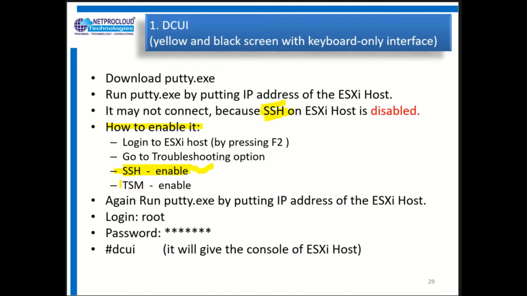One more option is the TSM. You can also enable this option. Then again run putty.exe by putting in the IP address of the ESXi host. Now you will get your login and password. First put the login as root, and the password we provided to the ESXi host at the time of installation. Then you will get the hash, the pound sign prompt, and there you can write DCUI and press enter. At that time you will get the DCUI, the direct console user interface.